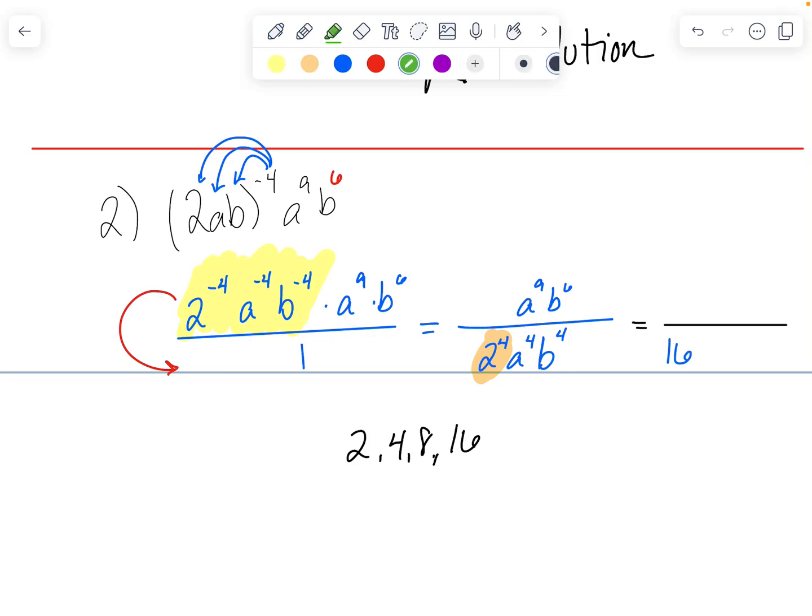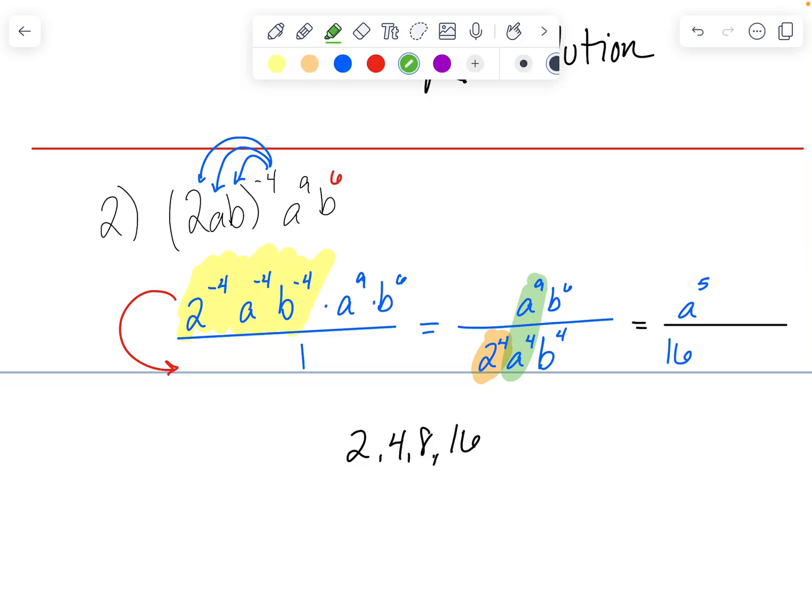For the a's, I have more a's in the numerator than I have in the denominator. And I'm going to have to do some subtraction. I see dividing, but I'm not going to divide. I'm going to subtract. So 9 minus 4 is 5, and I have more a's in the numerator. I have 5 more a's in the numerator than I have in the denominator.